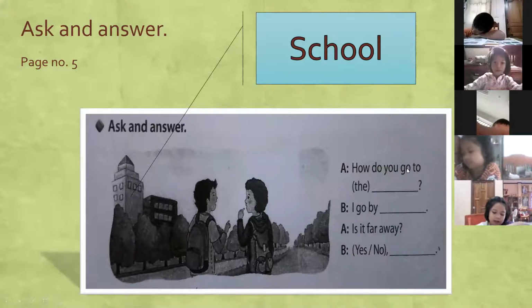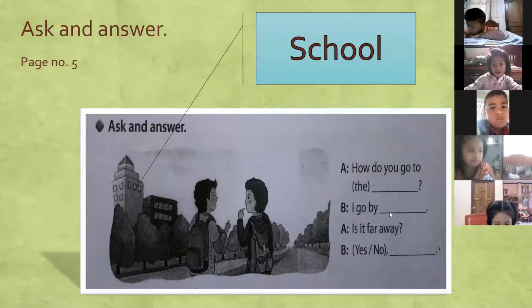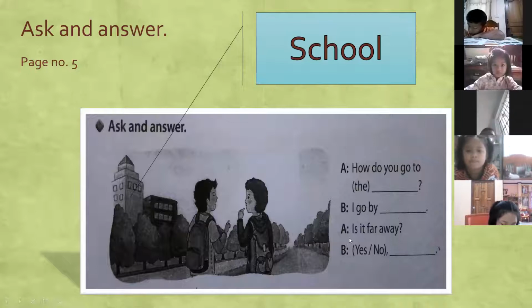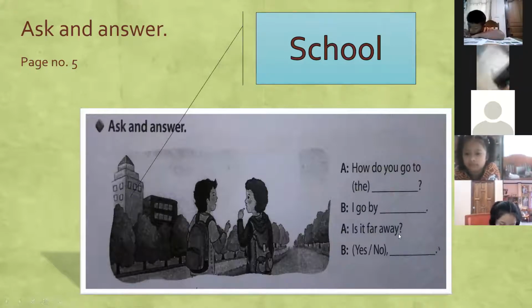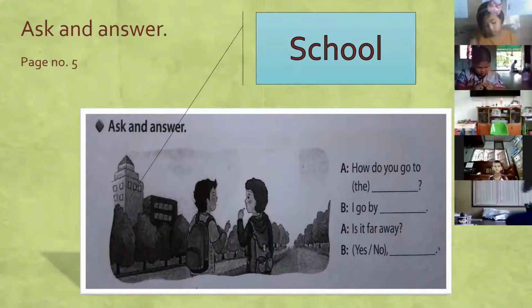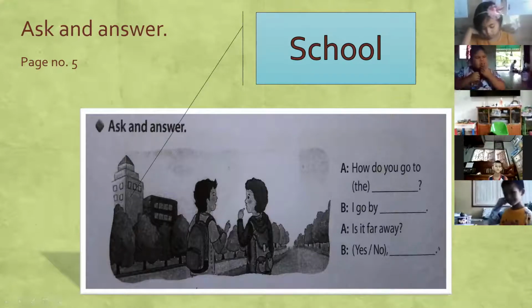So how do you go to blank? I go by blank. Okay, I go by what? Is it far away? Yes or no? Far away. Is it far away, in your home, in your house? Is it far away? Yes or no?